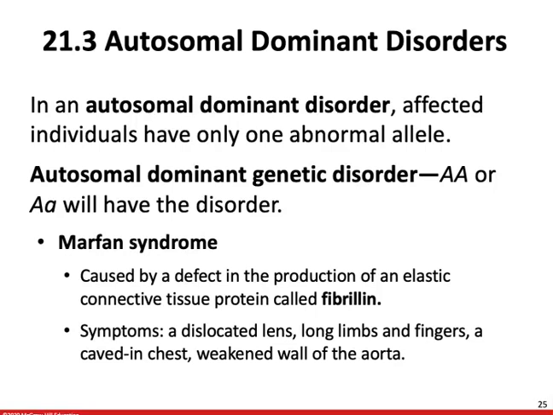Now, some of the symptoms for Marfan syndrome include dislocated lens, long limbs and fingers, caved-in chest, and a weakened wall of the aorta. There are treatments like beta blockers to control the cardiovascular symptoms, corrective lenses or eye surgery, braces and orthopedic surgery for musculoskeletal symptoms, but it's ultimately going to result in weakened, brittle bones.